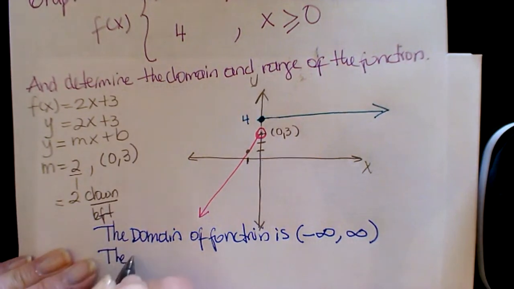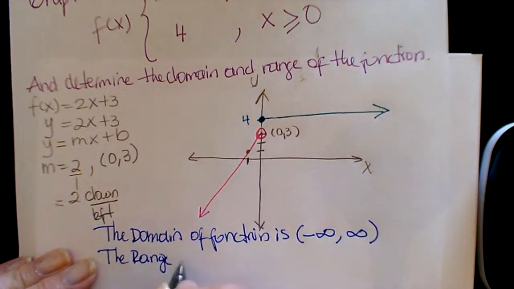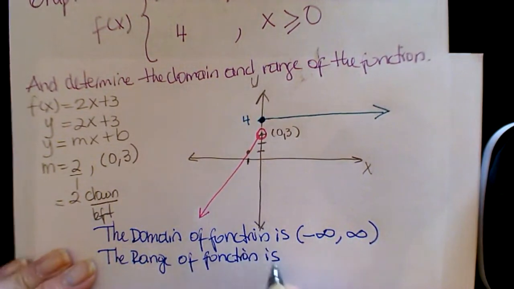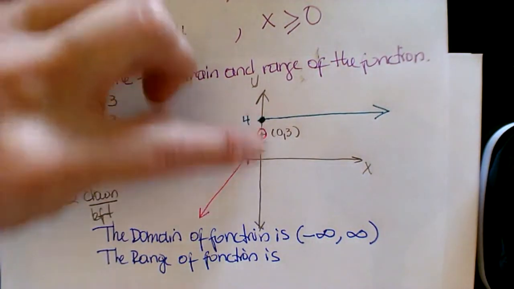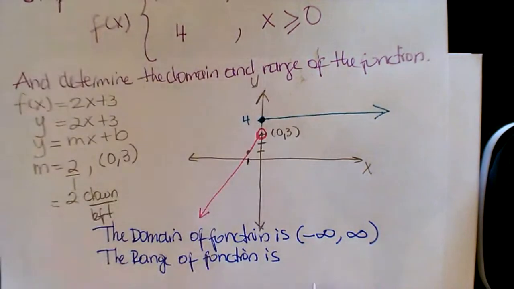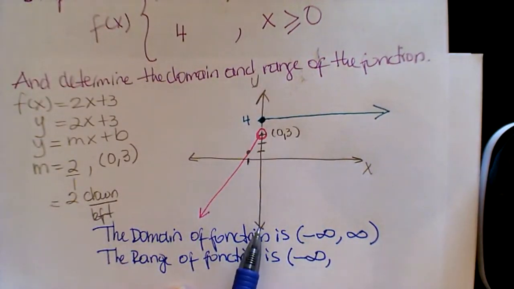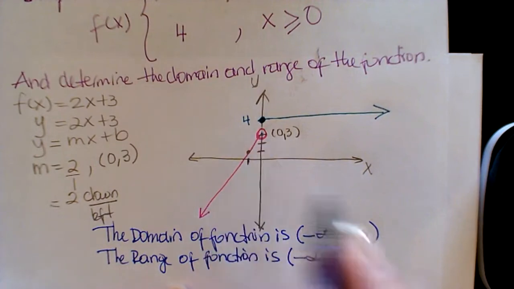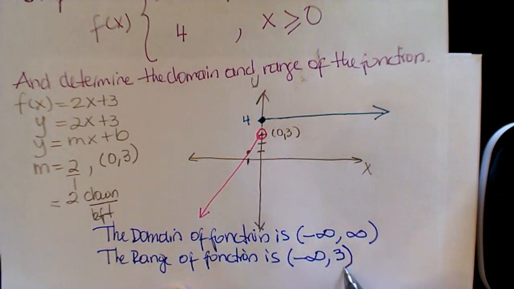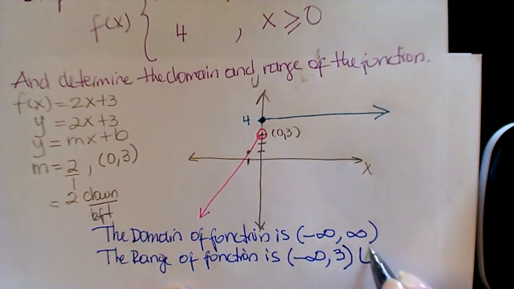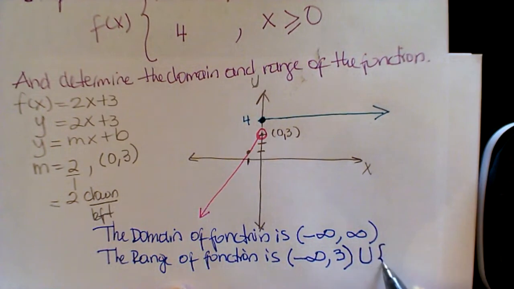Now, the range of the function is what? What do we have? This is on the y-axis. Negative infinity to what? To 3. We're not including the 3. And this is going to be a union with what? Just the number 4.